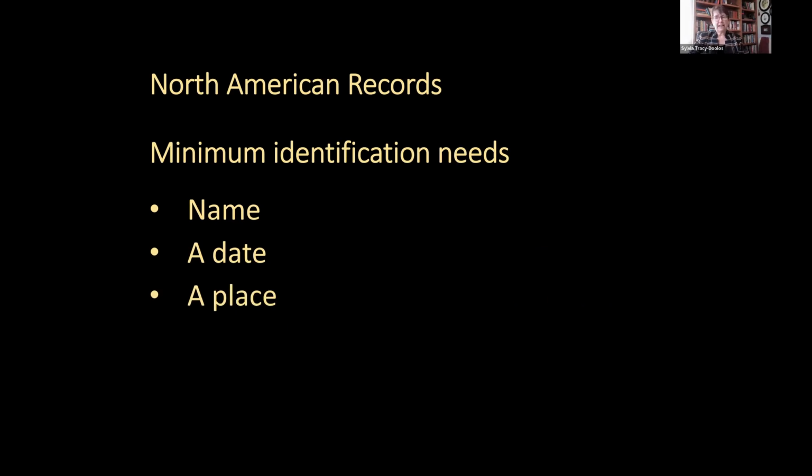We want to have a place, and that's what we're really trying to find, because if we can narrow down where in the British Isles they came from, we have a much better chance of finding those records. We want to have a relative, if at all possible. Did they travel over to America with somebody? Do we have a parent's name?